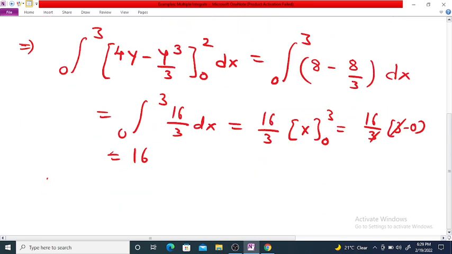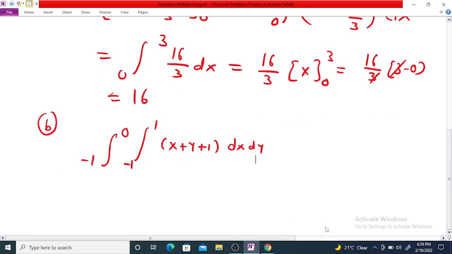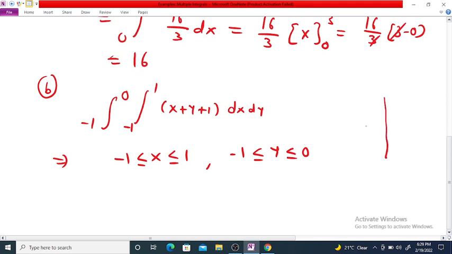Next, example number 2, b. Evaluate the integration from minus 1 to 0, minus 1 to 1, of x plus y plus 1, dx dy. So here minus 1 less than or equal to x less than or equal to 1 is the limit of x, and minus 1 less than or equal to y less than or equal to 0 is the limit of y. So now here, say here minus 1 to 1 and minus 1 to 0. So this is the region. So here is the minus 1, 1, and here is minus 1.